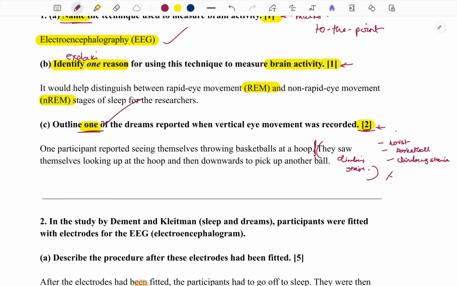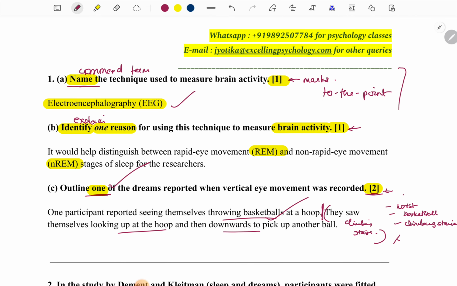So for this answer, you can see in the model, 1 participant saw themselves throwing basketballs at a hoop. I don't leave it at that, because in the report also they haven't left it at that. They have further elaborated by saying they saw themselves looking up at the hoop and then downwards to pick another ball. These answers are called AO1 answers.